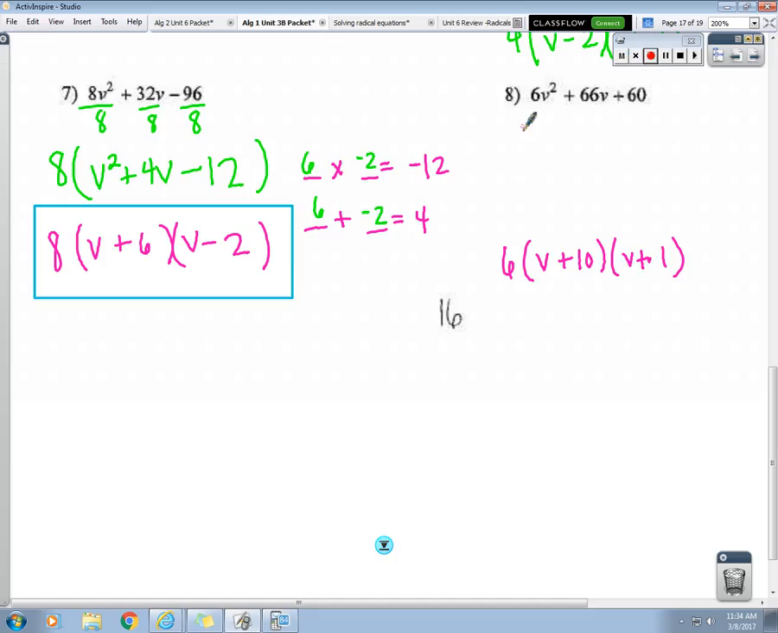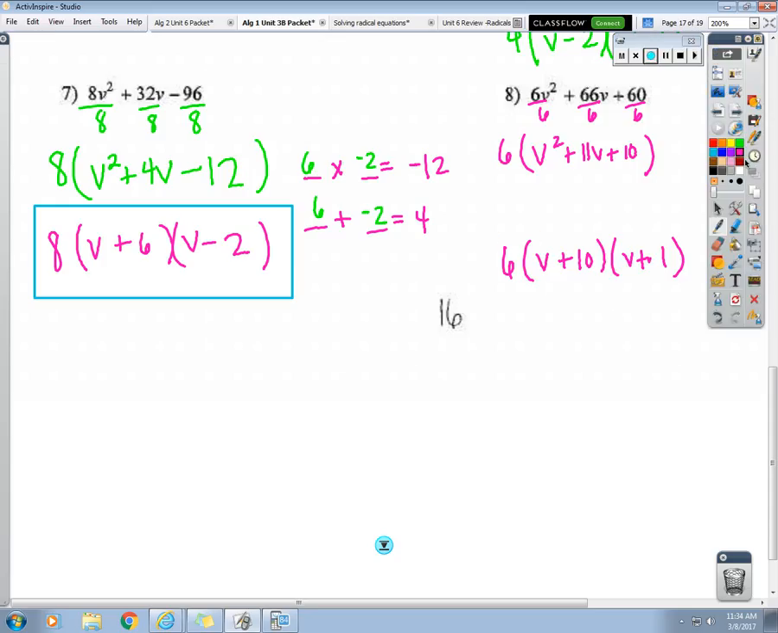Pay attention. 6 is the leading coefficient. It's also a GCF because it can be factored out of all 3 of these evenly, divided out. That leaves a b squared plus 11b plus 10. So you're looking for 2 numbers. They must multiply to 10, add to 11. Those numbers are 10 and 1. 10 times 1 is 10. 10 plus 1 is 11. Okay, next page.